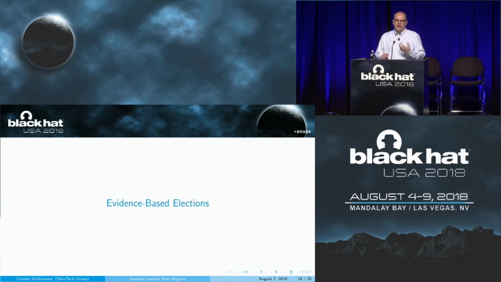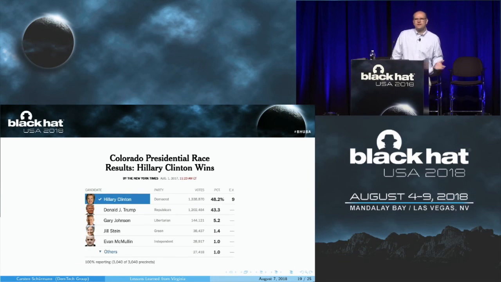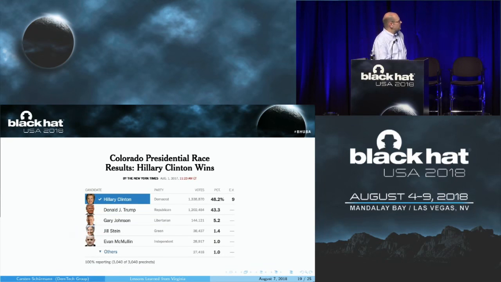Okay, so let's switch state for one moment and go from Virginia to Colorado. In Colorado, for the 2016 election, Hillary Clinton got about 1.338 million votes and Donald J. Trump got 1.2 million votes. There was a clear difference between those two, about 130,000 votes. Now, these machines were not used in that election. These machines were decommissioned in 2014, so they were not used at all in the 2016 election.